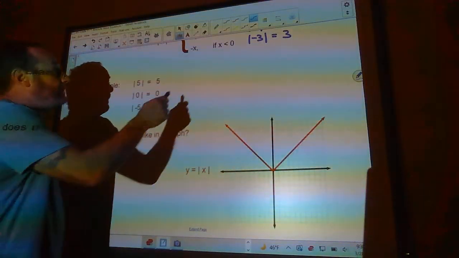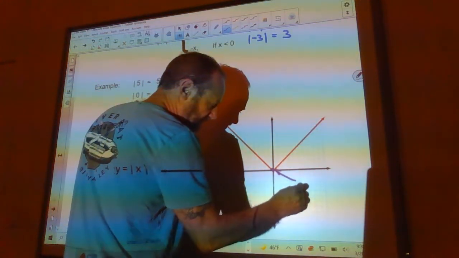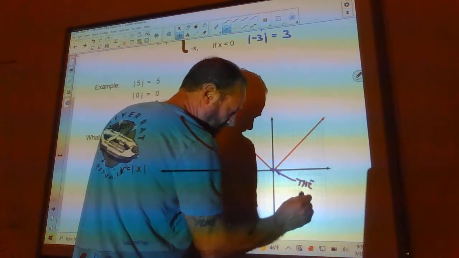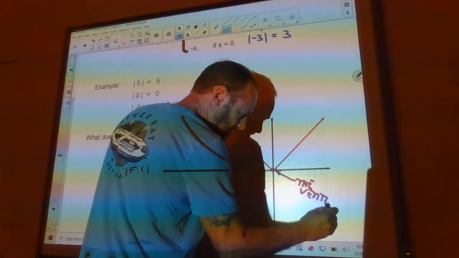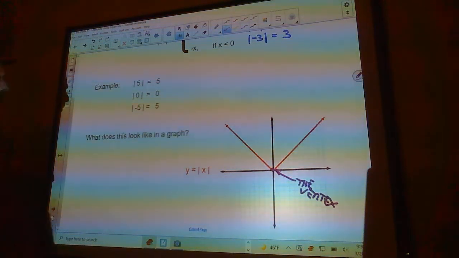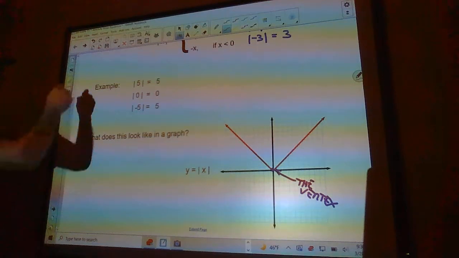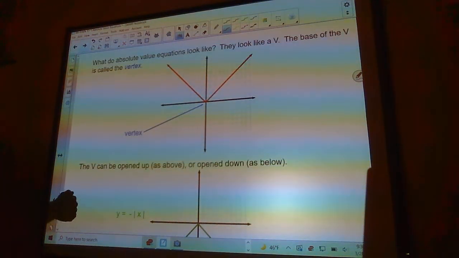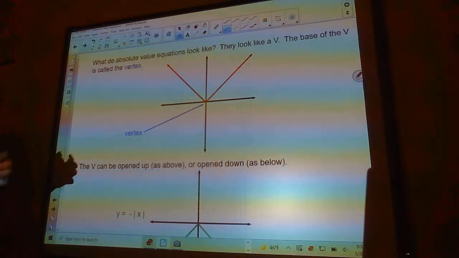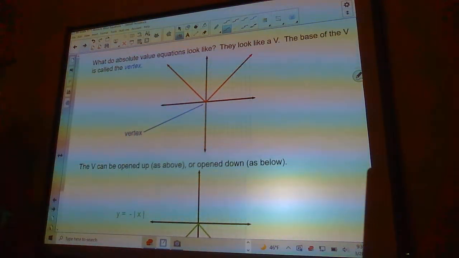And this point right here is called the vertex. That's where the bottom of the V is, or if it's upside down, which it can be, and we'll talk about that later, then it would be the top. So what do absolute value equations look like? They look like a V. The base of the V is called the vertex, as we just talked about.